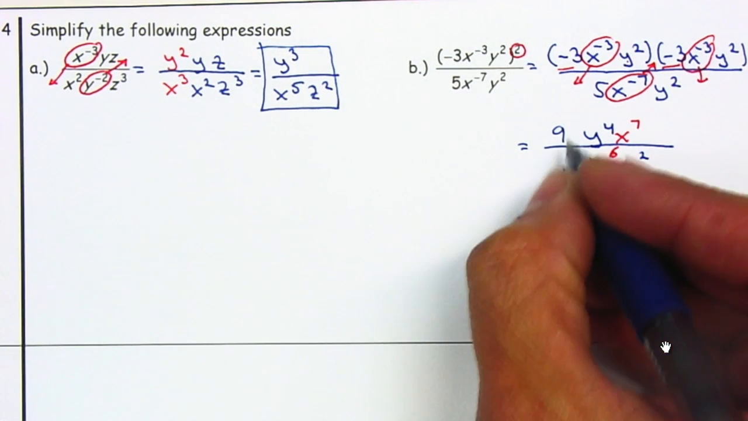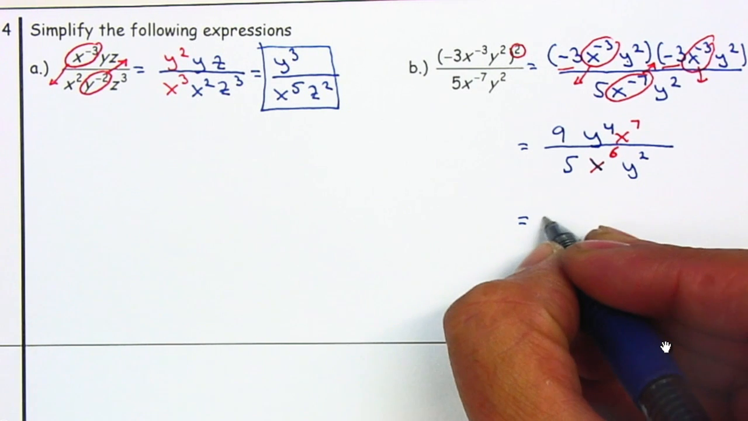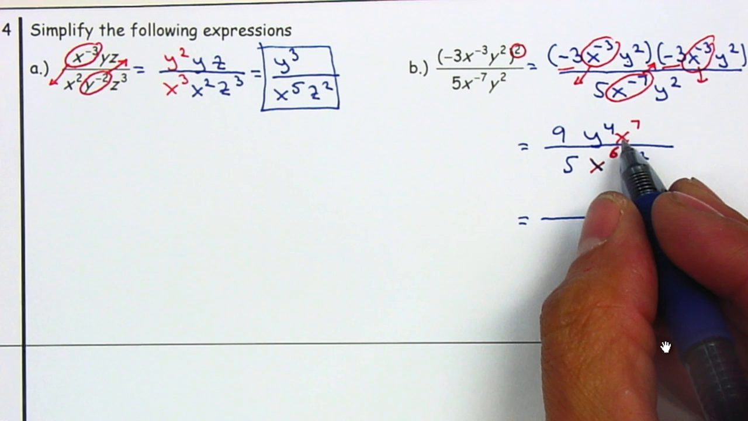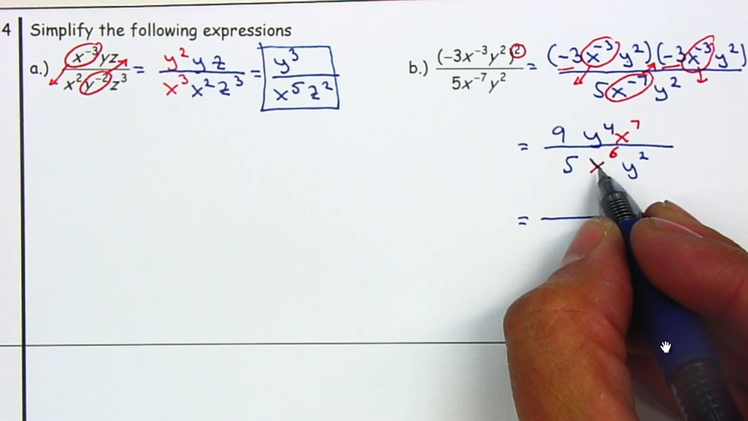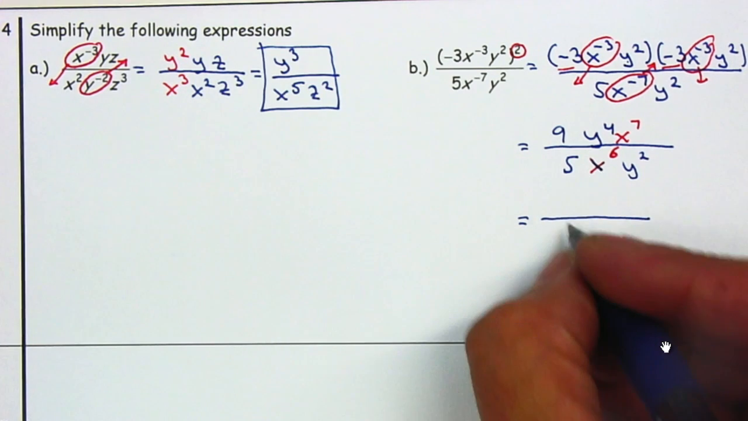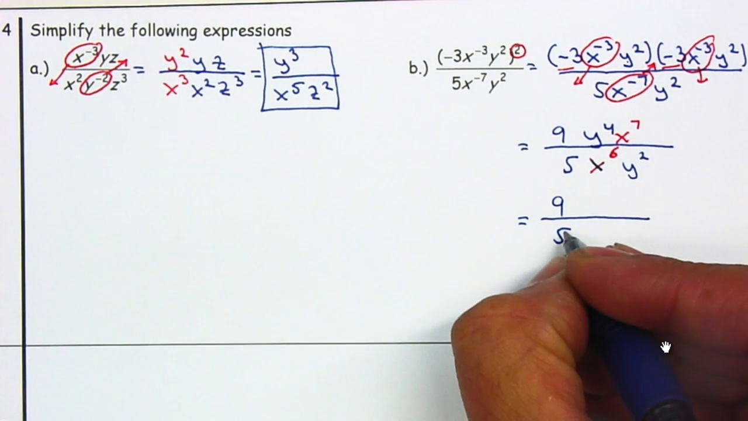We are going to reduce. Nothing we can reduce with the fraction. So let's start with the x's. How many x's do I have on top? 7. How many x's on the bottom? 6. How many cancel? 6 of them cancel. How many are left over? 1.